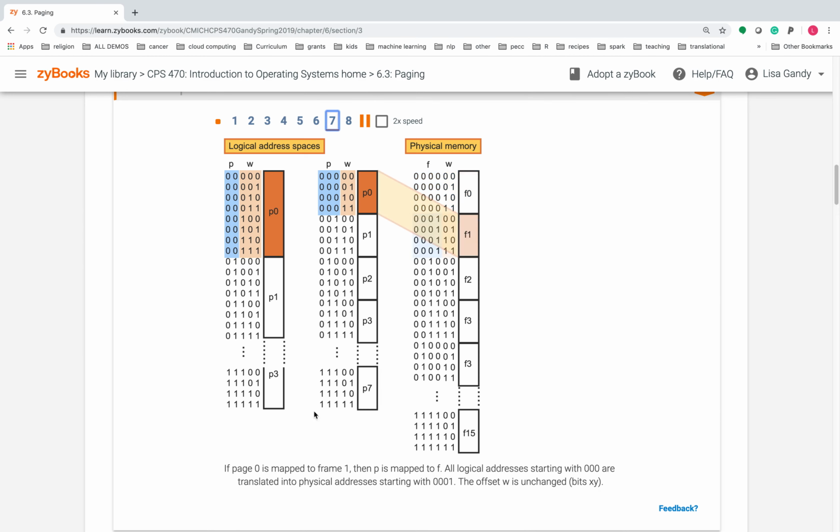Then here they say if page 0 is mapped to frame 1, then P, this 0, is mapped to F. Okay? All logical addresses starting with 000 are then translated into physical address 0001. The offset's unchanged because the sizes are the same. And so if we're at this part of this page, then we just go to this part of this frame.